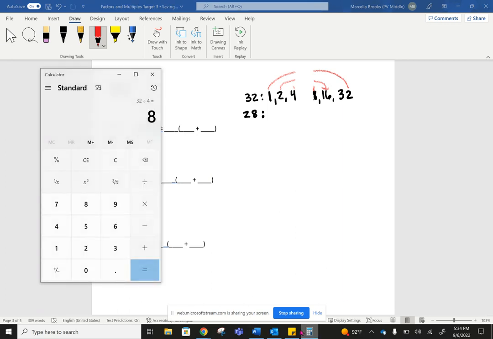Let's see if 5 works. 32 divided by 5. Nope, doesn't work. 32 divided by 6. No, that doesn't work either. Let's do 32 divided by 7. 32 divided by 8. Oh, that works, but oh, look, we already have 4 and 8 written down, so we don't need to do that.